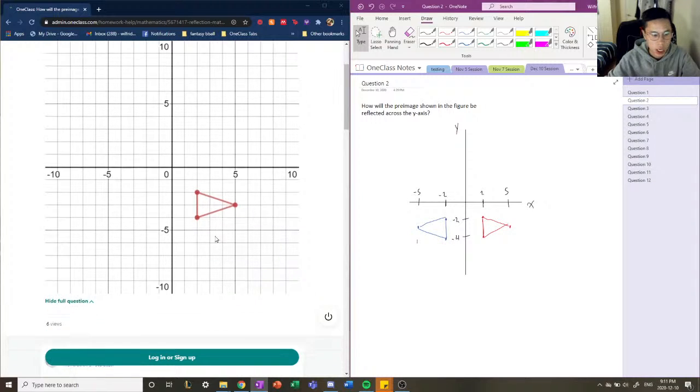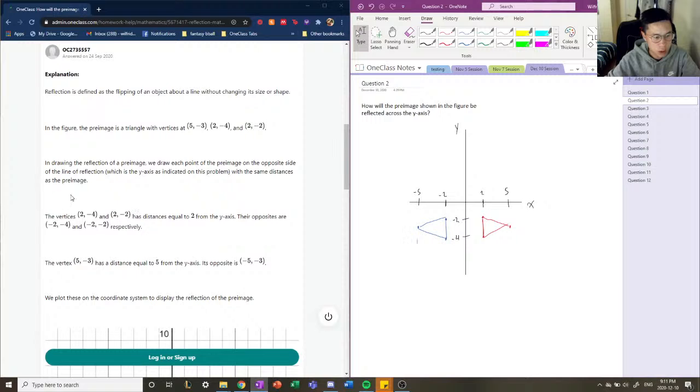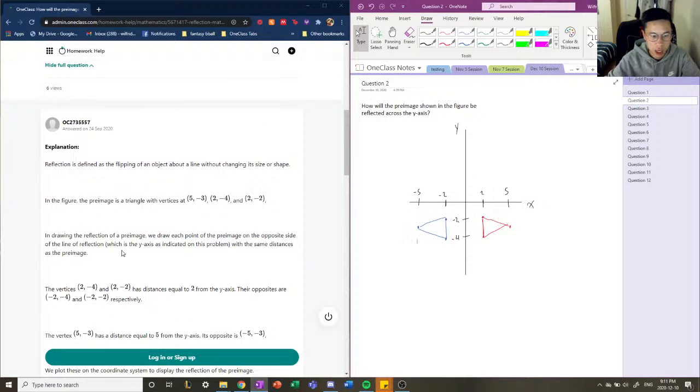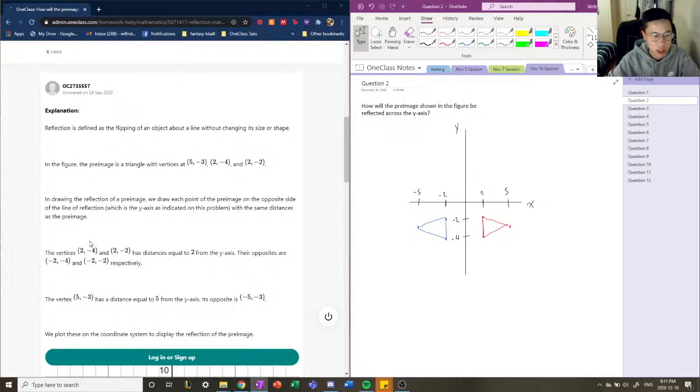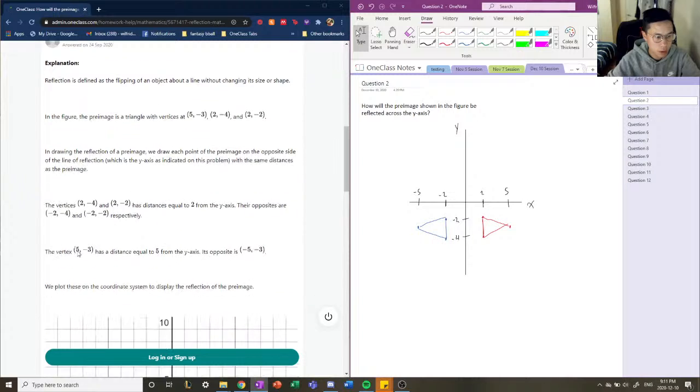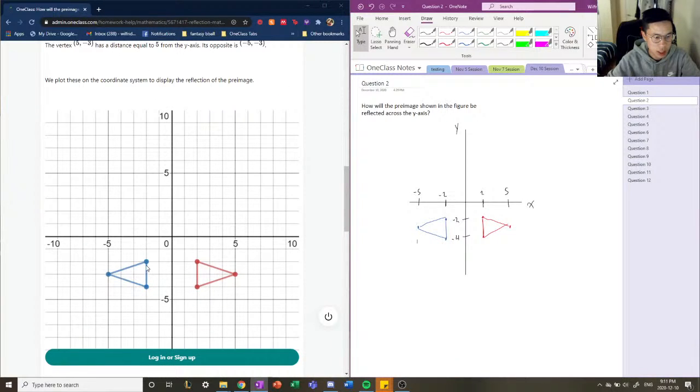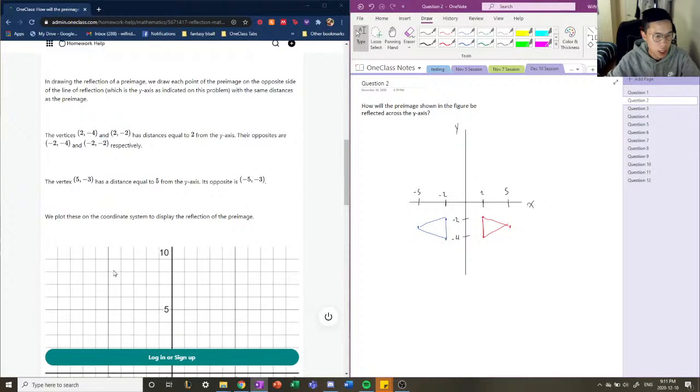This is what the junior tutor wrote too. They described what the pre-image is and what the reflection means, and they noticed that for reflection we have to make sure our vertices are in relative distance to the axis itself. So they reflected it across the y-axis and made sure that these 2 points were 2 units away from the y-axis, and this point was 5 units away from the y-axis.